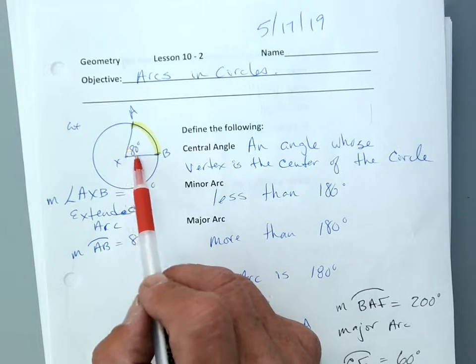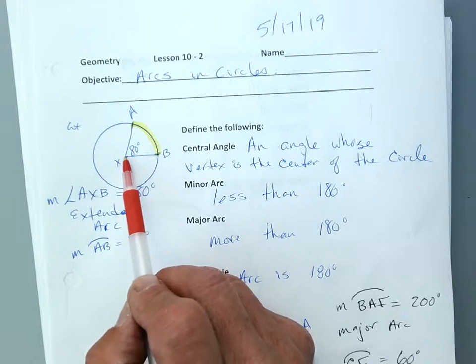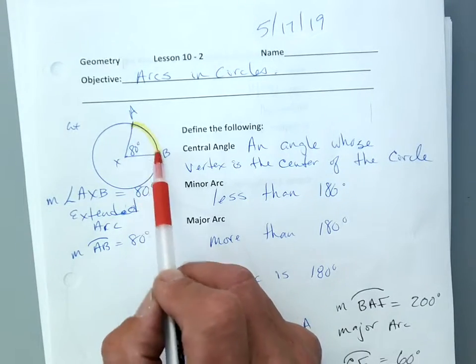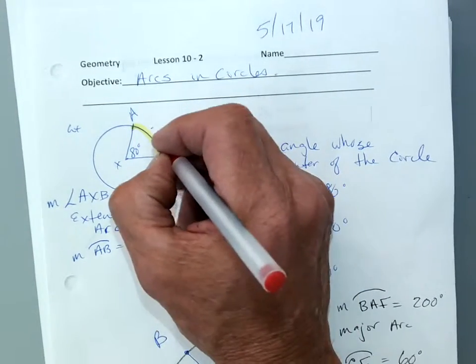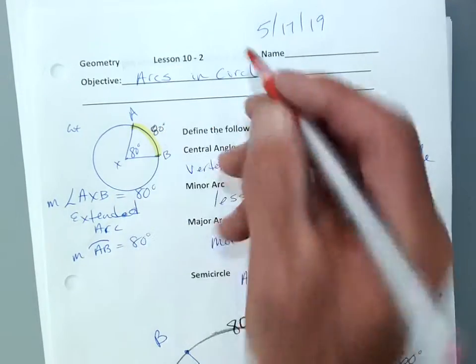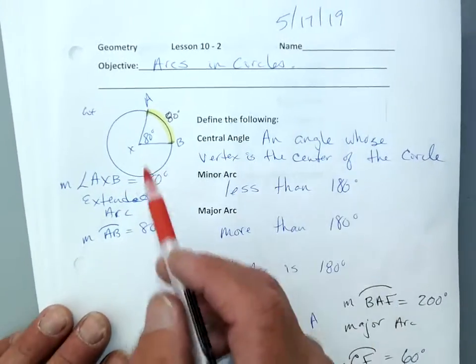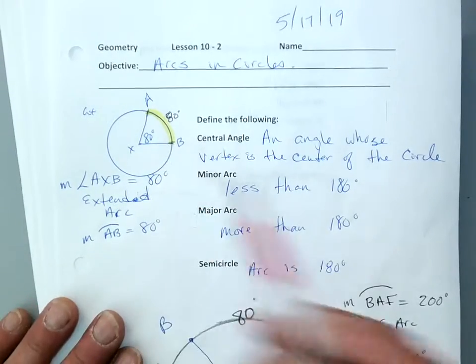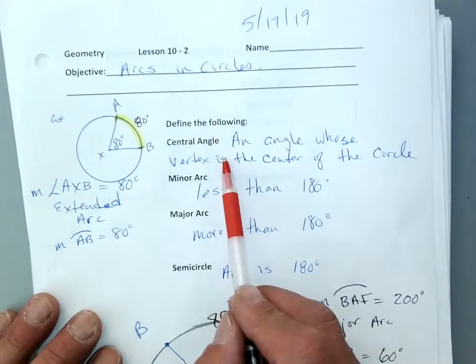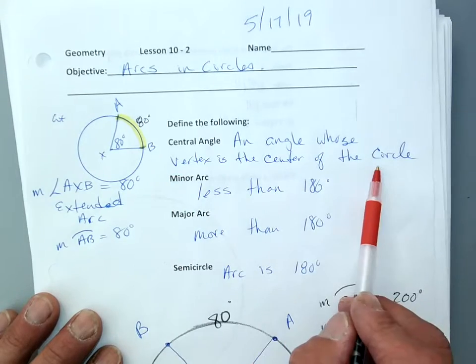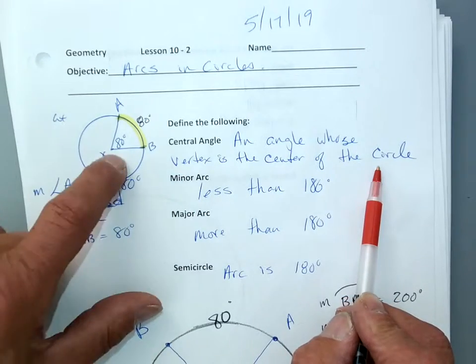For example, if this is an 80-degree angle, that's a central angle, then the arc or the rotation also has to be 80 degrees. I know that all the way around is 360. So central angles are going to equal their arcs. A central angle is an angle whose vertex is at the center of the circle. That's what a central angle is.